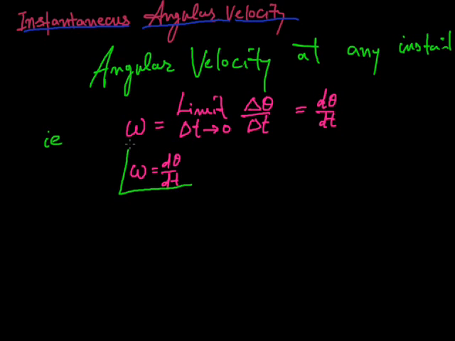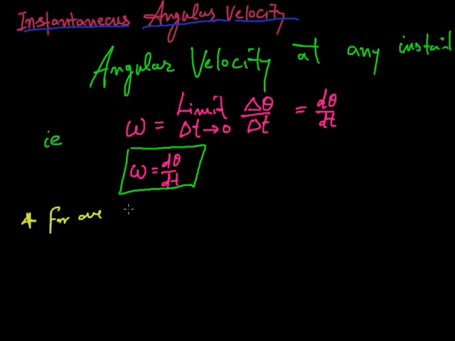इसको डिफरेंशिएशन भी बोलते हैं. तो हम ऐसा निकाल सकते हैं कि बहुत ही स्मॉल टाइम इंटरवल dt में, फ्रैक्शन ऑफ सेकंड, कितना एंगुलर डिस्प्लेसमेंट में चेंज हो रहा है, दैट रेशियो इज कॉल्ड इंस्टेंटेनियस एंगुलर वेलोसिटी.